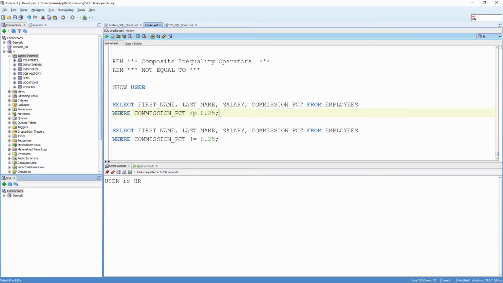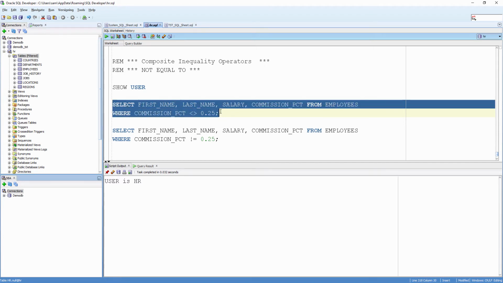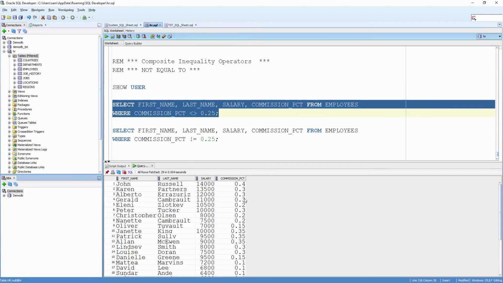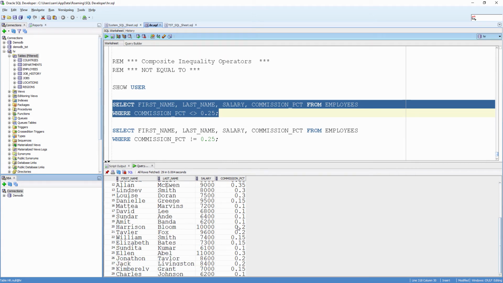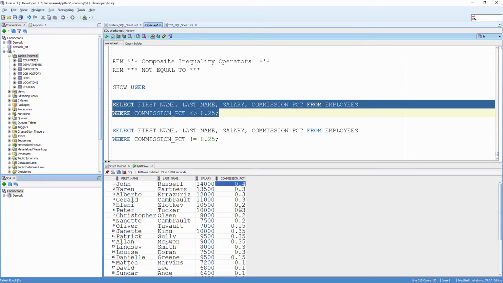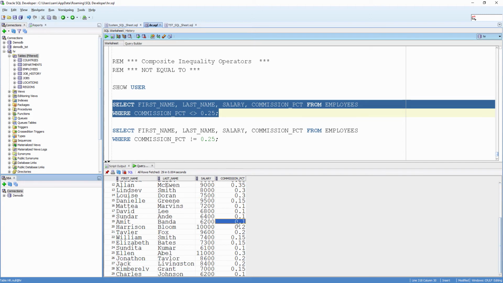by using these less than, greater than symbols together and will bring rows that are not equal to 0.25. Here you will not see any rows that have 0.25 as their value in the commission percentage column.